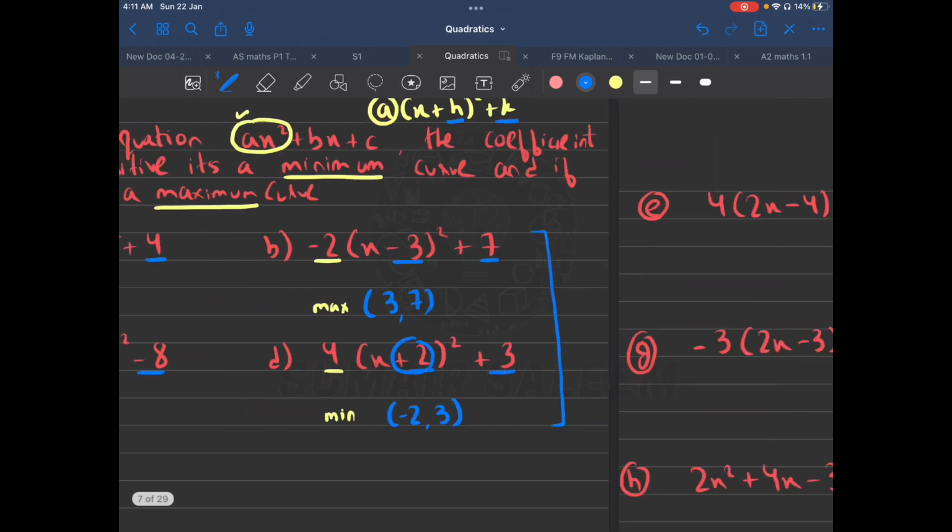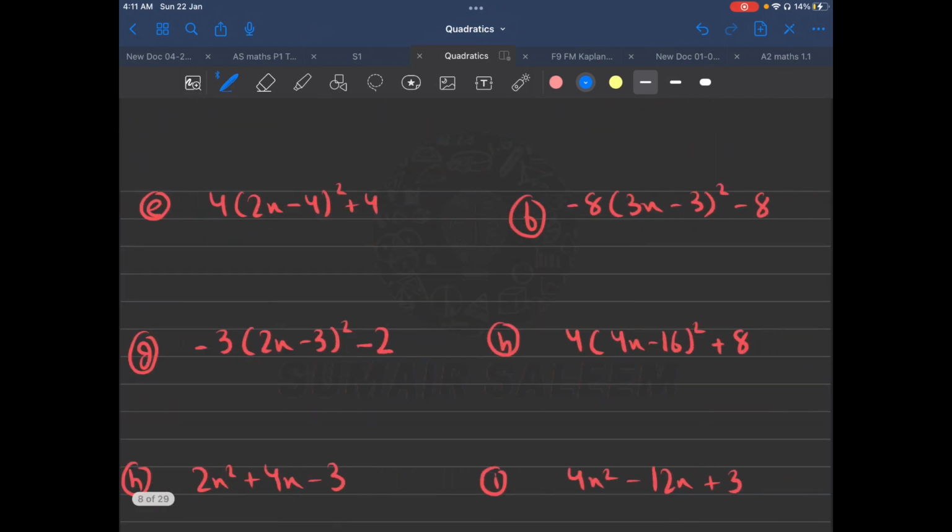Now let's move to the next type of question. Here, is this 4 positive or negative? Positive. So it's going to be minimum. Is this minus 8 negative, positive? Negative. That means maximum. Is this minus 3 positive, negative? Negative. That means maximum. And is this 4 positive or negative? Positive. That means minimum.